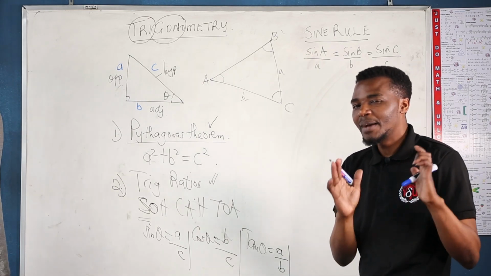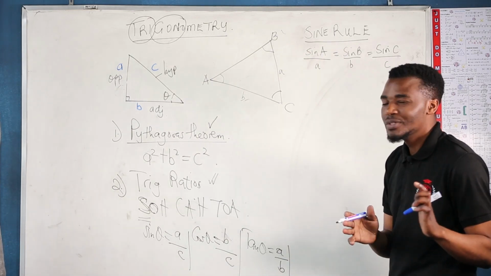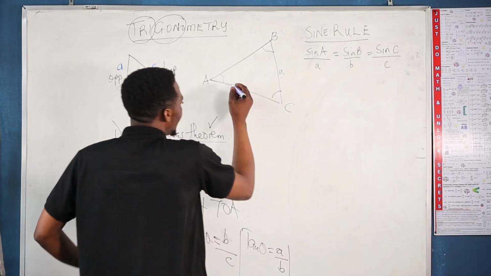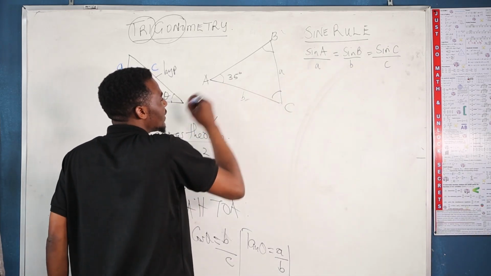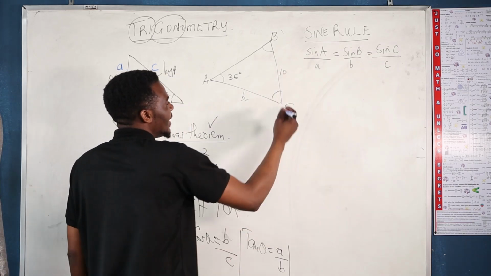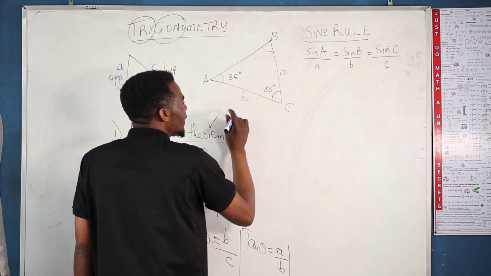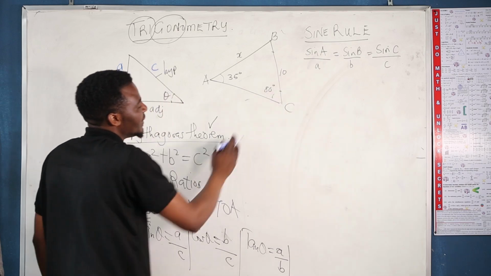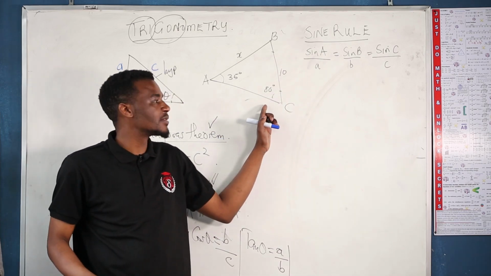So under what circumstances do you normally use the sine rule? You normally use the sine rule if they give you, let's say, maybe they tell you that this angle is 35 degrees and maybe this side is 10 centimeters and maybe this angle is 80 degrees and maybe this side is just x, maybe it's not given. I want you to take a closer look at this problem.